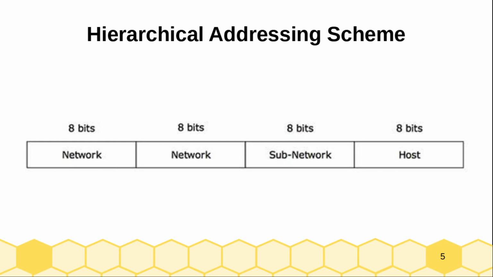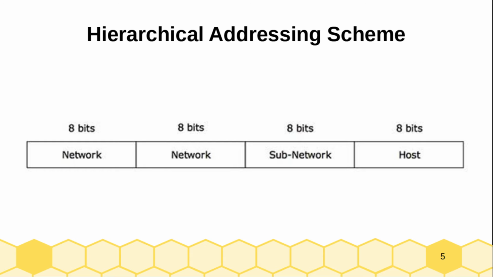Hierarchical address scheme. IPv4 uses a hierarchical address scheme. An IP address, which is 32 bits in length, is divided into two or three parts at byte boundaries. As you can see in the image, there is a network, a subnetwork, and a host, each of which is 8 bits, in 4 sections. That means 8 times 4 is 32. Okay, this is 32-bit length.